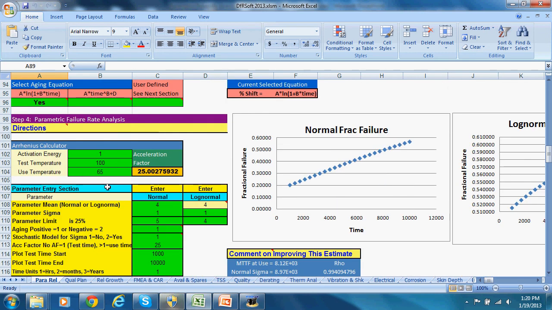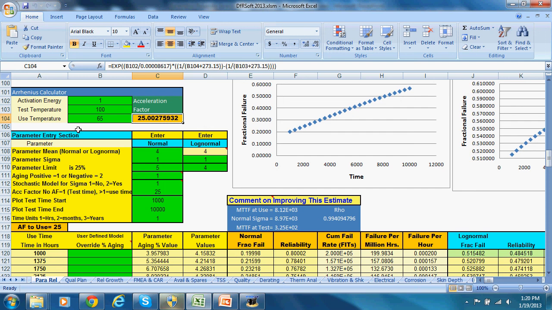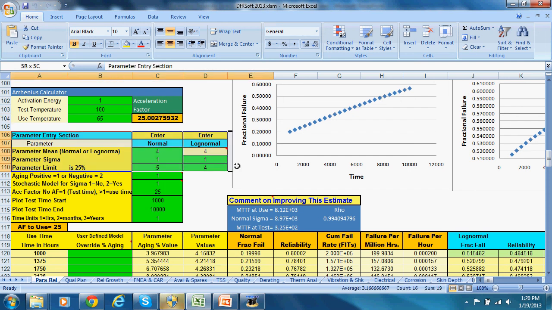The next thing is you find your acceleration factor. If you're using the temperature acceleration, you put that in here. Here we have 1 eV. You put your test time and your use time, and it gives you an acceleration factor of 25. Now you might have some other stress, so don't worry. You can implement that other kind of stress. This is the area where we're going to find out about our fractional failure over time.